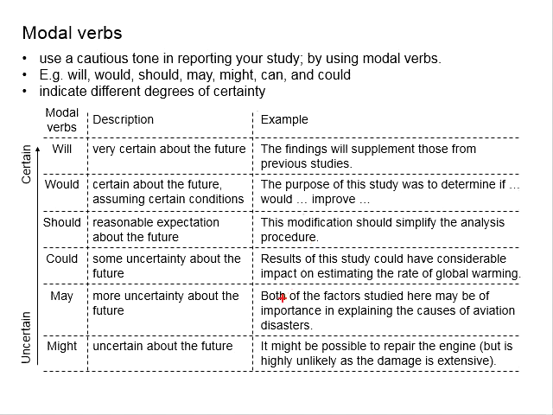The second one: both of the factors studied here may be of importance in explaining the cause of aviation disasters. Basically, this statement is showing some level of uncertainty, slightly better than might, but still towards the uncertain side. Results of this study could have considerable impact on estimating the rate of global warming. The could here is being used. There is some degree of uncertainty, but at least it is better than may and might.